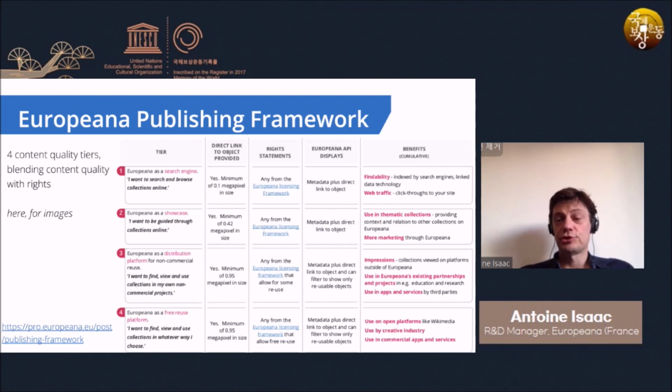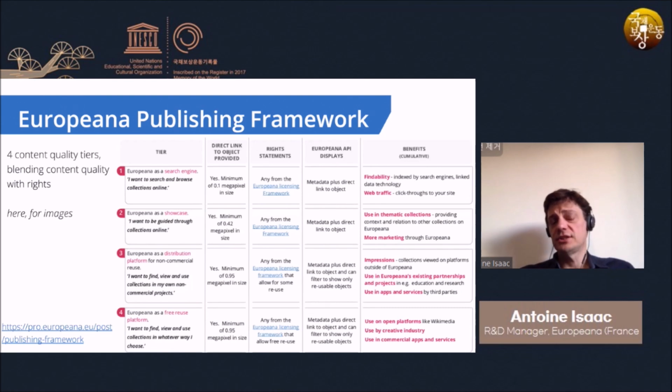For the content, which is what is on this slide, we've got 4 quality tiers, which investigate whether, for example, an image is of high quality and whether it has some copyright which allows to use it quite easily. So the higher the quality of the image, the higher the resolution, and the more open the content is, then the higher the tier it is.